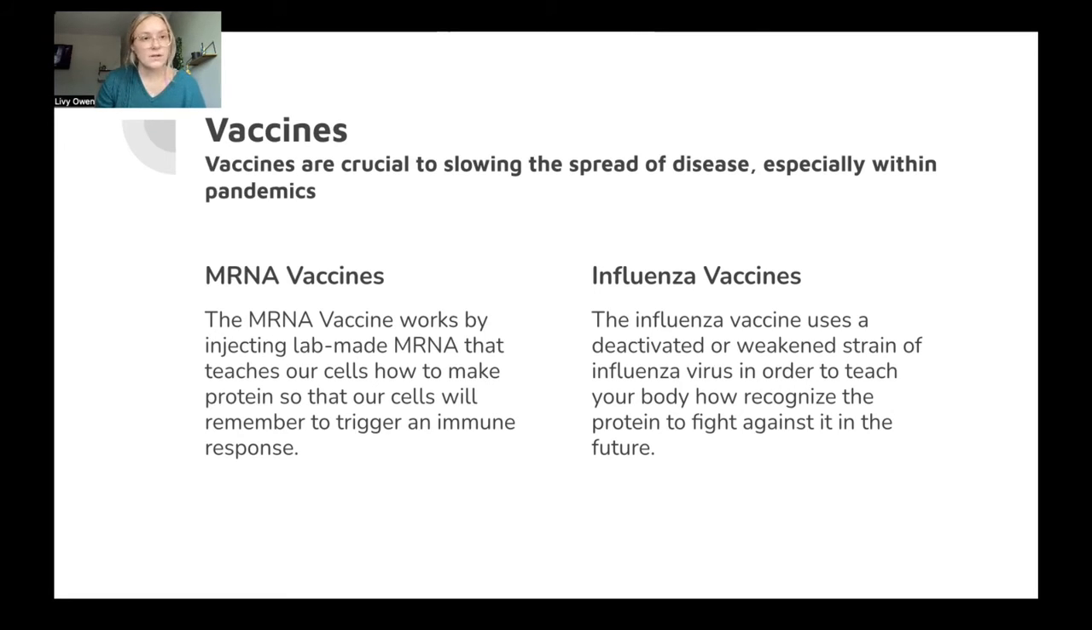So the first vaccine I want to talk about is the mRNA vaccine. The mRNA vaccine works by injecting lab-made mRNA, and then that mRNA will teach our cells how to make protein so that our cells will remember to trigger an immune response.